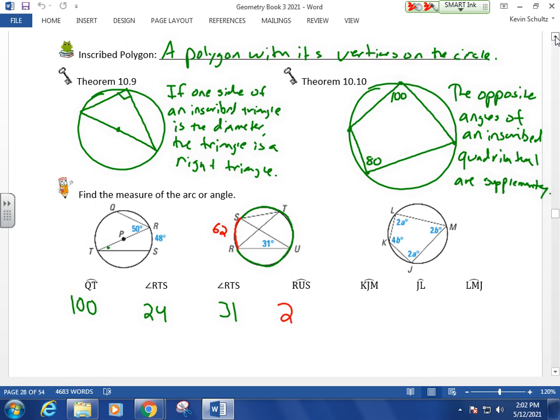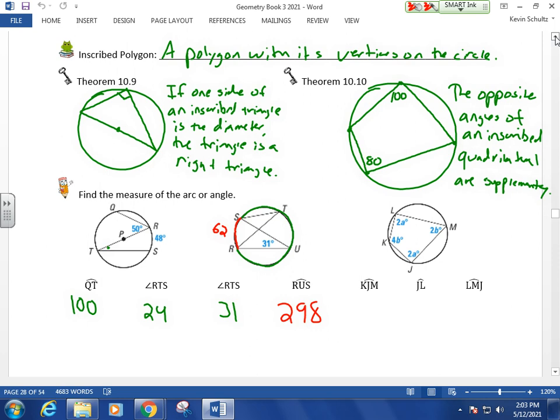298. Which is correct, because 298 plus 62 equals 360. The last one here, we have an inscribed quadrilateral. So we look at our example up above and say, okay, the opposite angles of an inscribed quadrilateral are supplementary. Turns out I don't ask you for any angles though, so that's a little bit interesting.